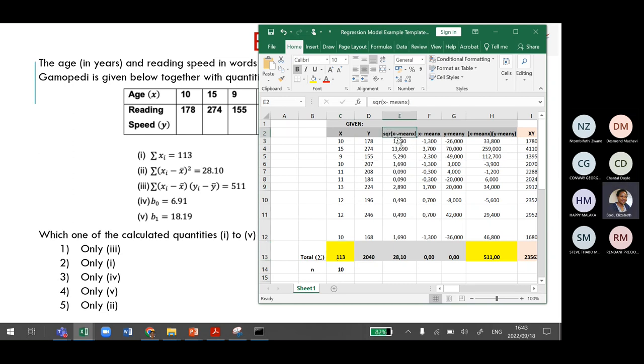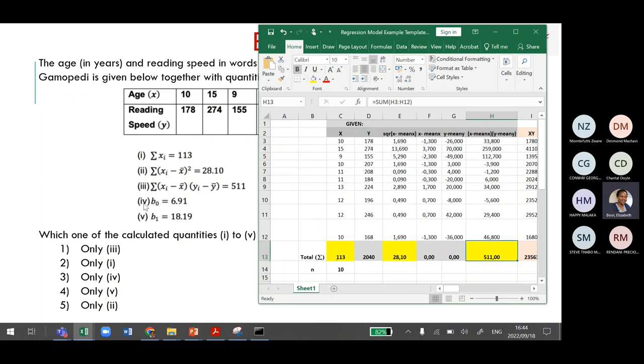Number two, it says it's the summation of your X observation minus the mean squared. As you can see there, I'm squaring it. And that is the answer, which is the summation, which is correct. And the next one is the summation of your X minus the mean times your Y minus the mean, which is that part, the last one. It says it should be 511, and that is correct.